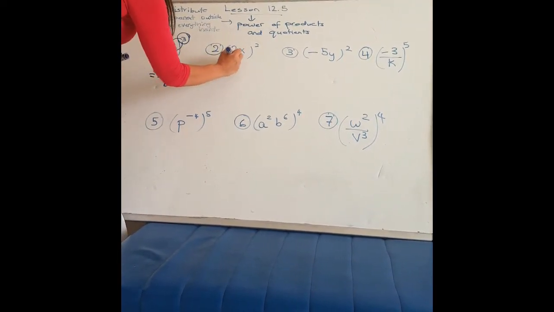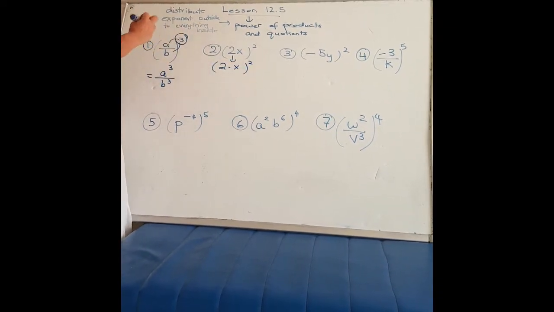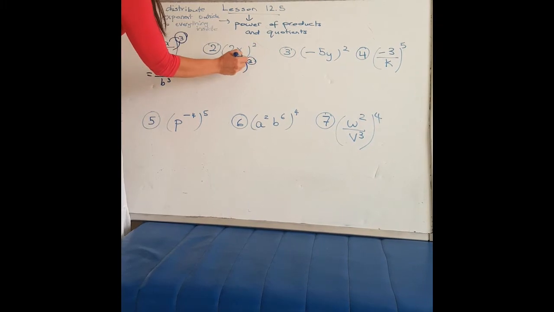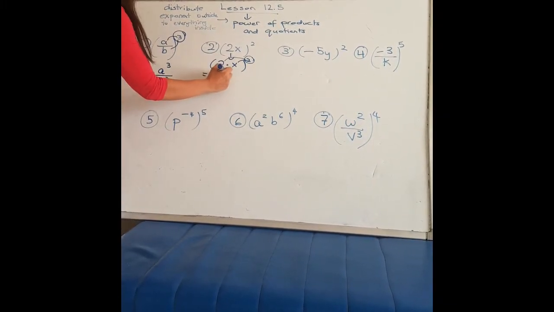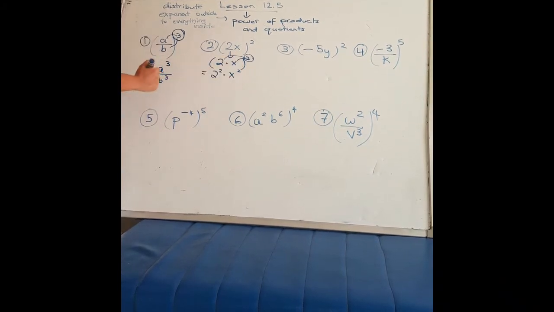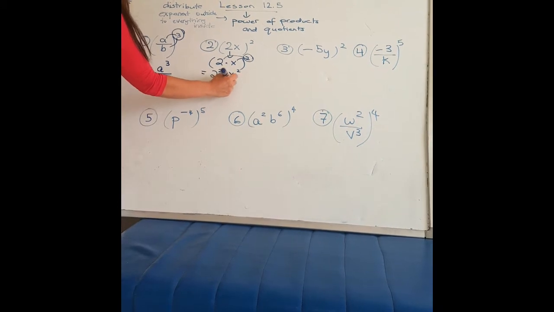The second example, 2x. What does 2x mean? 2 times x, all of this to the second power. What do I do to the 2? I distribute it to the 2 and to the x. So it is 2 to the second times x to the second. 2 to the second is 4, and I leave the x to the second.